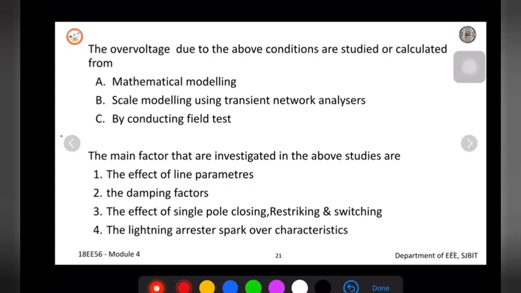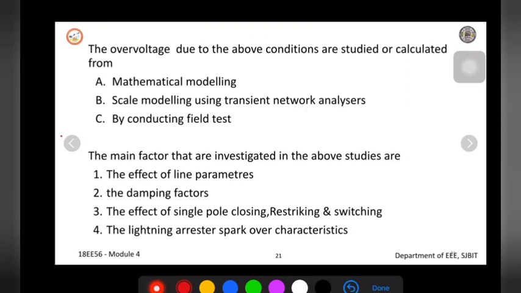Within a circuit breaker, whenever single pole closing is happening, instead of all 3 poles closing simultaneously, if one pole is closing and restriking is happening. Restriking means it will try to close and try to open continuously. It should happen only when a fault occurs, but repeatedly it will be restriking. The pole will try to close and try to open. So restriking will happen.